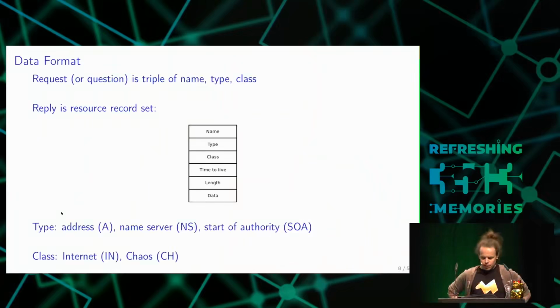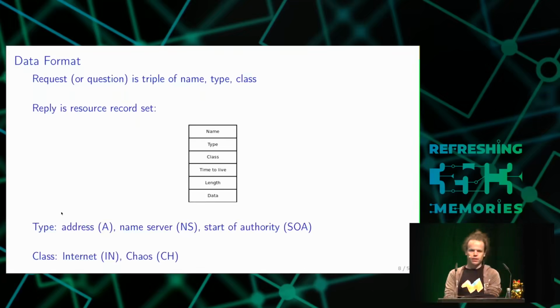The data format on the wire is in respect to some requests. So your client or your resolver sends a request to some service, and the request is a triple of a name, which we just saw, then a record type and a class. The reply contains the very same information, so a name, a type, and a class. But additionally, it includes a time to live, a length, and a data field. And the data field is interpreted differently depending on the type.